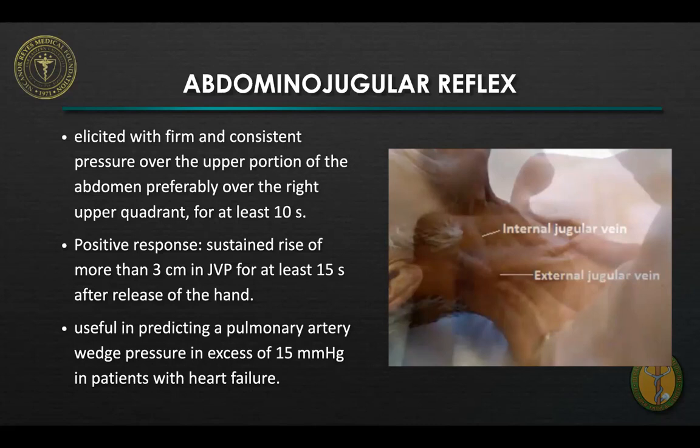A positive response would be a sustained rise of more than 3 centimeters in the JVP for at least 15 seconds after release of the hand. This can be seen in patients who have a high pulmonary artery wedge pressure of more than 15 millimeters mercury, especially in patients who have heart failure.